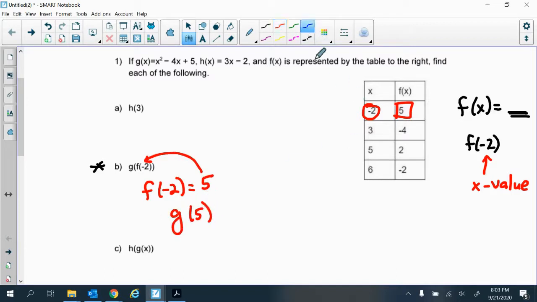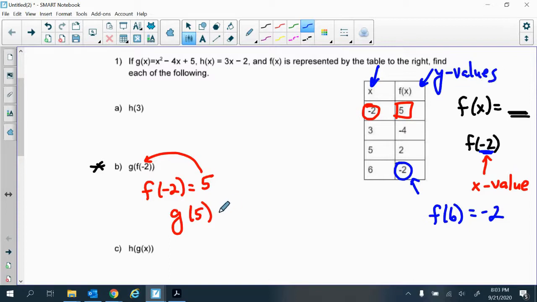A lot of people had it backwards, thinking that this negative 2 represents f of negative 2. But no, this is the x value. So that is in this part of the table. This is the x value. So if we look at f of 6, that would be negative 2. So these represent the y values.